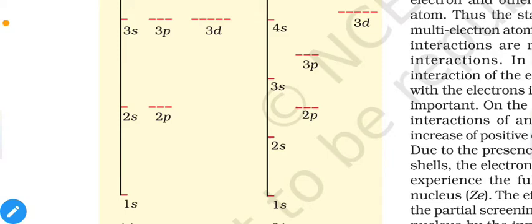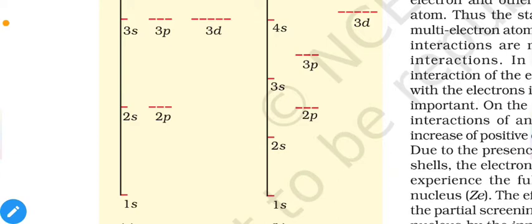Figure 2.16b represents multi-electronic species, that means species having more than one electron. Here the situation is slightly different. As we can see, the same principal quantum number does not represent the same energy. In this case, principal quantum number and energy are not connected anymore.